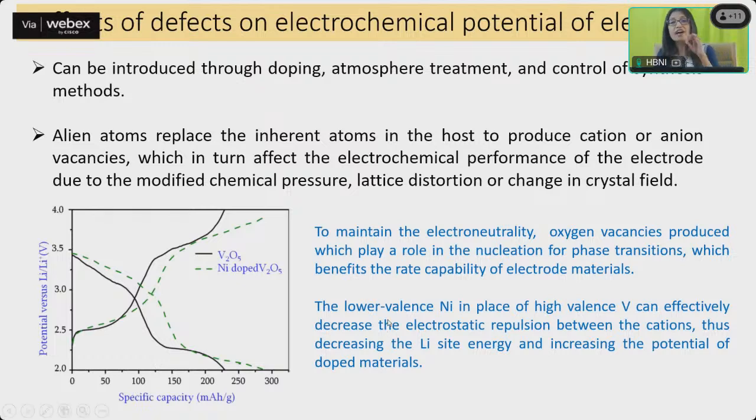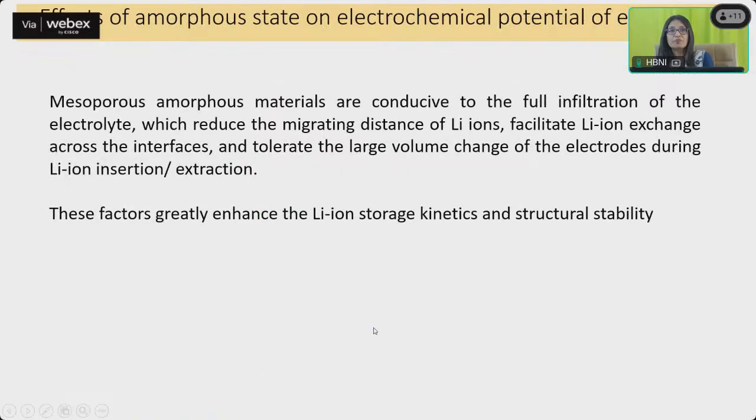So what is happening? The lower valence of nickel in place of the high valence vanadium in V2O5 effectively decreases the electrostatic repulsion between the cations, and thus it decreases the lithium site energy, and so it increases the potential of the doped material. So that is why the specific capacity is increasing, because it is decreasing the lithium site energy.